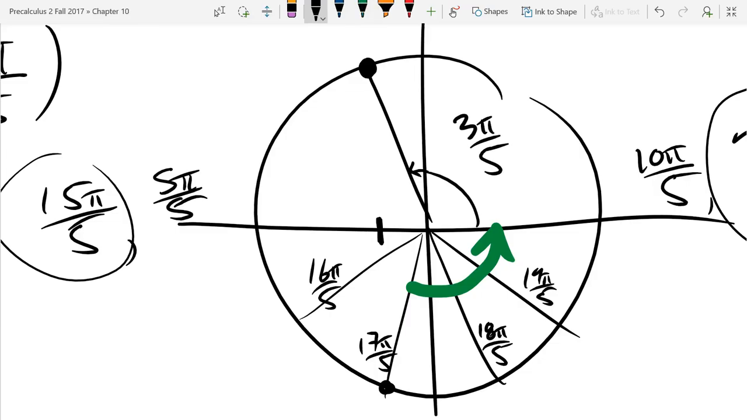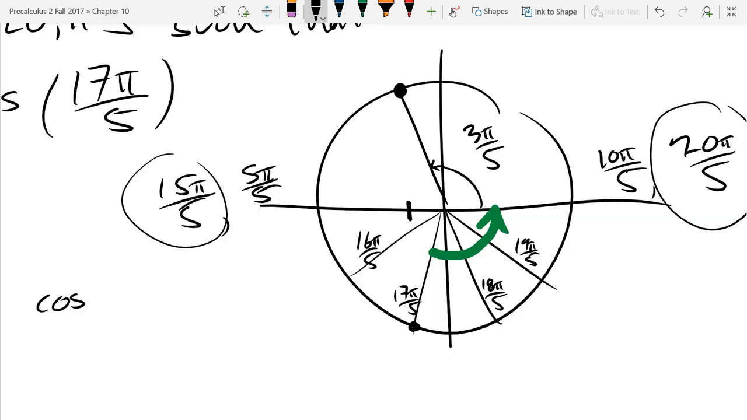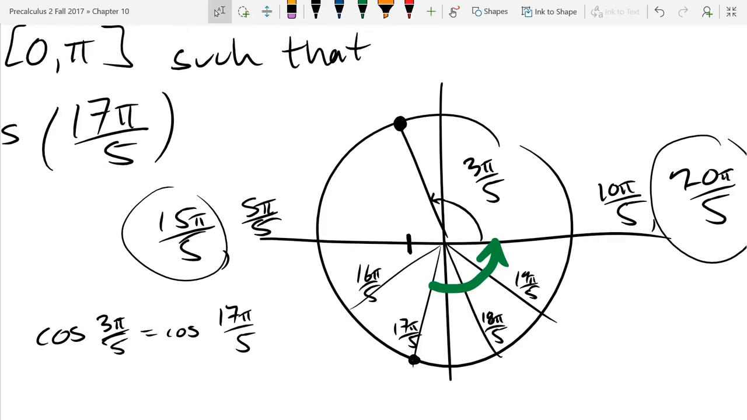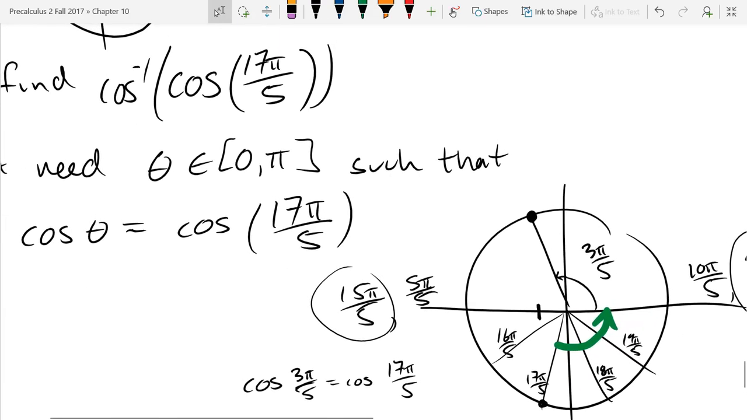So are there any questions about this idea here? This is definitely related to reference angles when we looked at those. It's similar, you're measuring things and comparing different angles. So we got 3 pi over 5. What that tells us is that cos 3 pi over 5 is equal to cos 17 pi over 5. They have the same x-coordinate. So we're going to use that 3 pi over 5 in our original. So cos 17 pi over 5 is the same as cos 3 pi over 5.